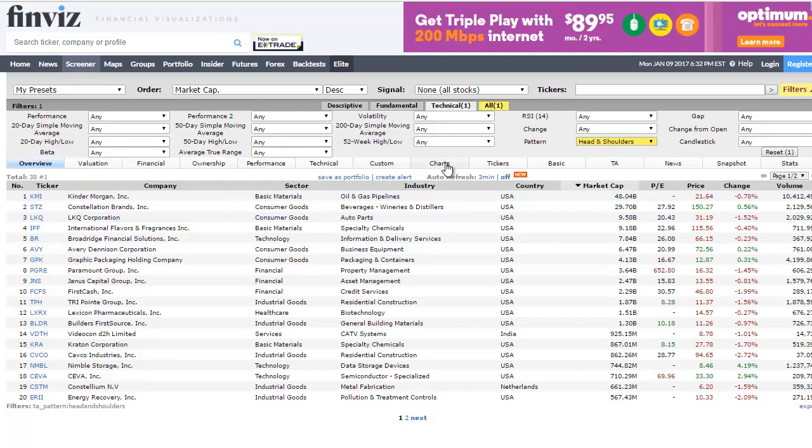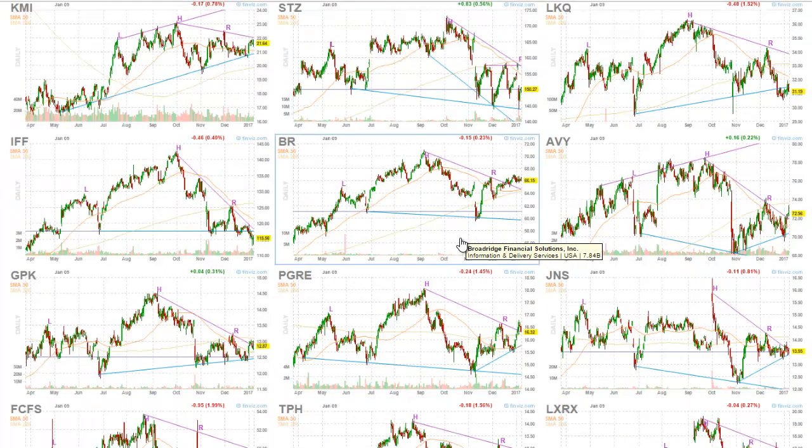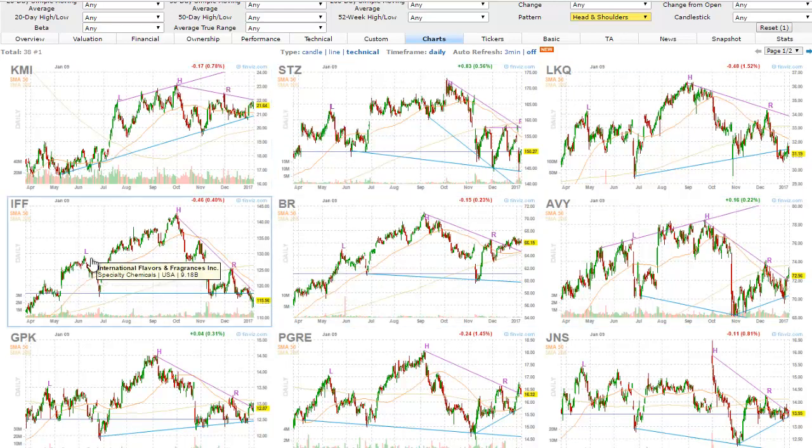Now I'm going to click on charts here. It's going to give me just a good view of a bunch of charts that are falling into that head and shoulders pattern. Now, this is an automated trend lines and automated pattern recognition site, so a lot of them are very sloppy. They have a left shoulder, head, right shoulder. But just remember the criteria here.